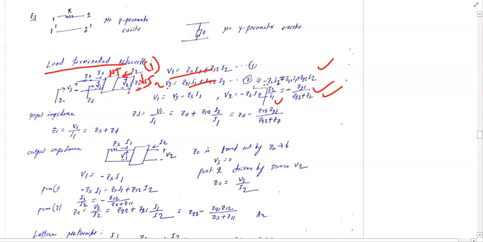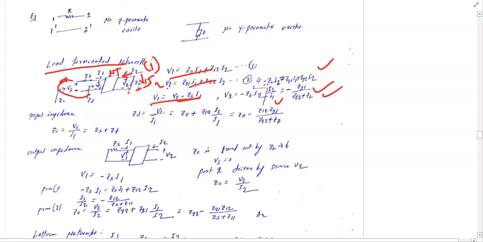Now come to the input side. By input side I have to write, just write this side equation: V1 is equal to Vs minus Gs, that is the source impedance, into I2. This one.